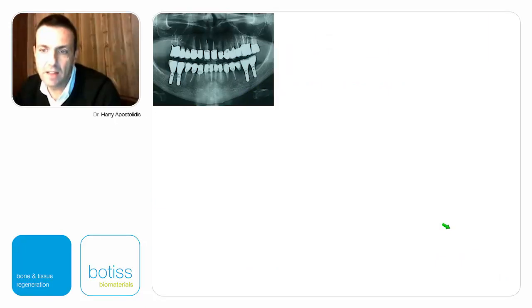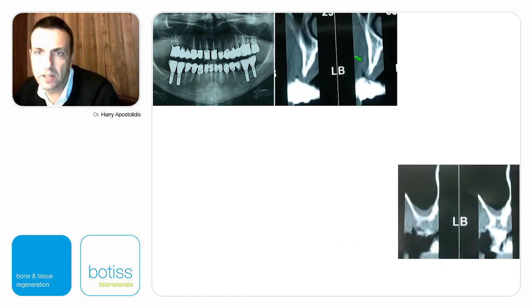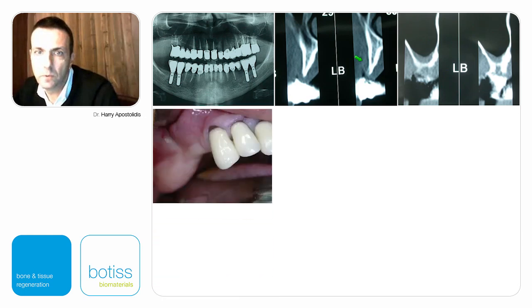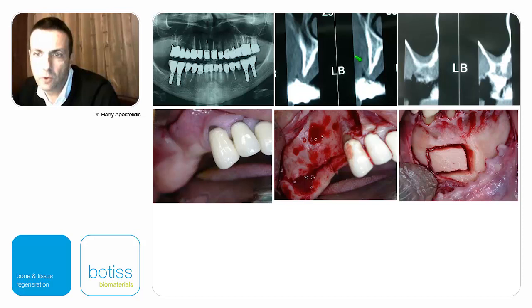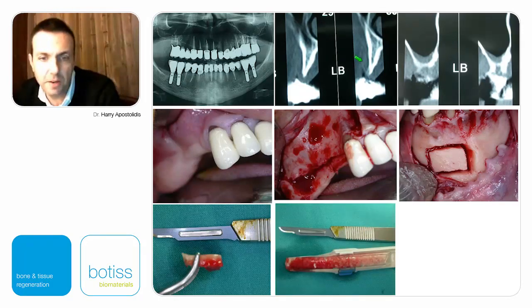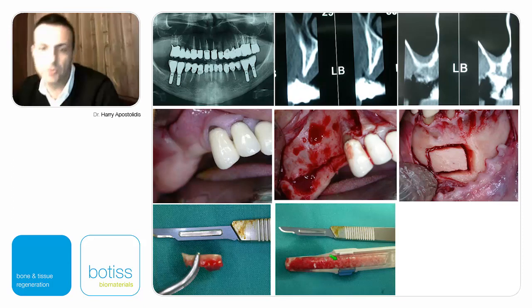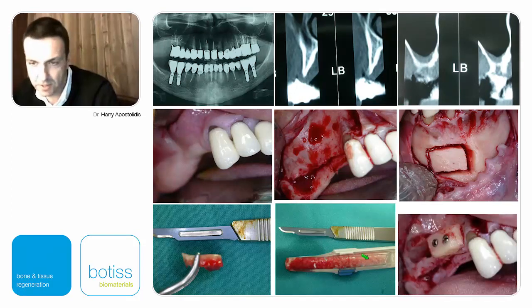Another case like that, same thing, block graft. See how thin the maxilla is. Sinus lift at the same time. Block graft here, we chose the block from the chin. And you see here the scraper graft. I call it the scraper graft, and this is a scraper instrument they use to take autogenous cortical shavings.